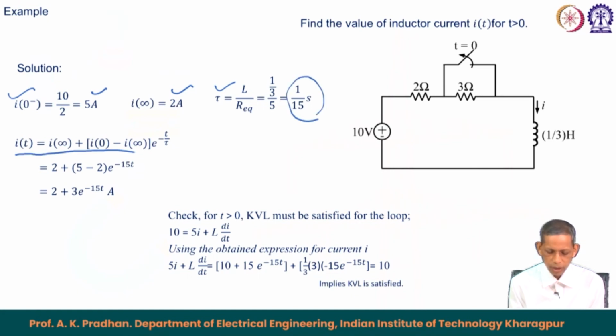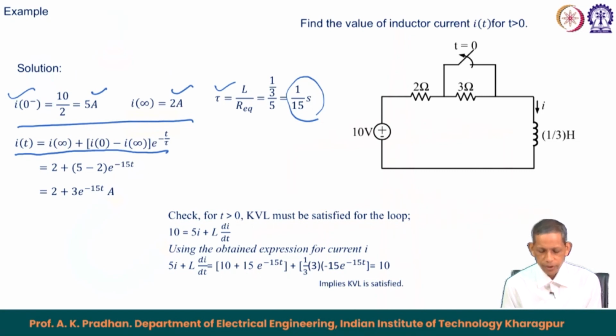So, writing this expression in terms of I infinity plus I naught minus I infinity e to the minus t by tau, we got the relation to be 5 minus 2 e to the minus 15 t plus 2 ampere. So, this becomes equal to 2 plus 3 e to the power minus 15 t. With time t tending to infinity, this will vanish. So, finally, the steady state value will be 2 ampere.